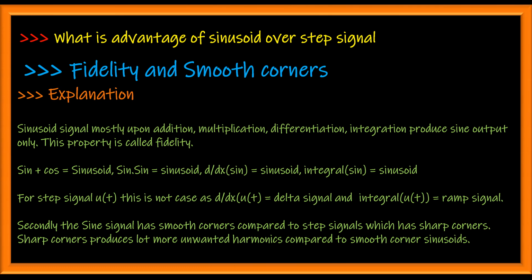Also, sine waves have smooth corners, whereas your step signal has sharp corners. And sharp corner signals are disadvantageous as Fourier series cannot be computed easily on them. And they also tend to have secondary harmonics, which is also not needed for a signal.